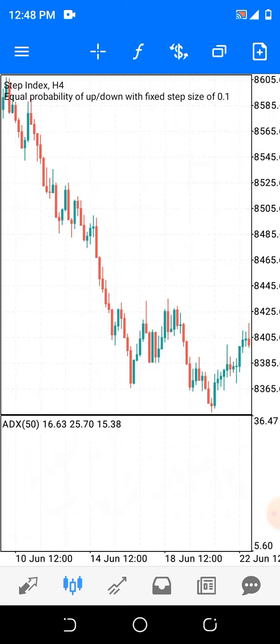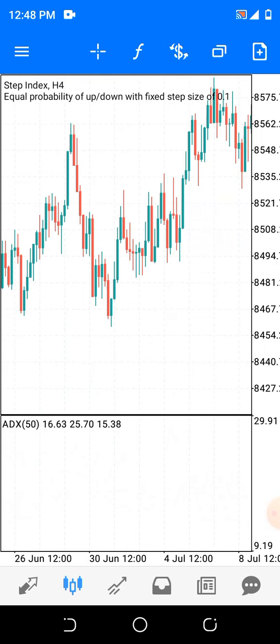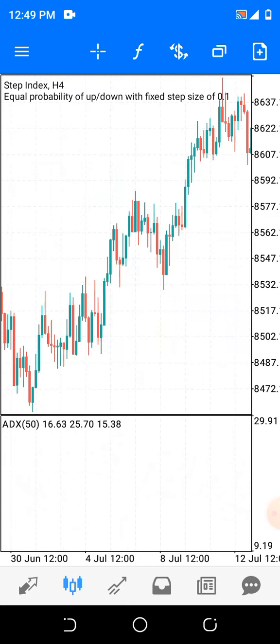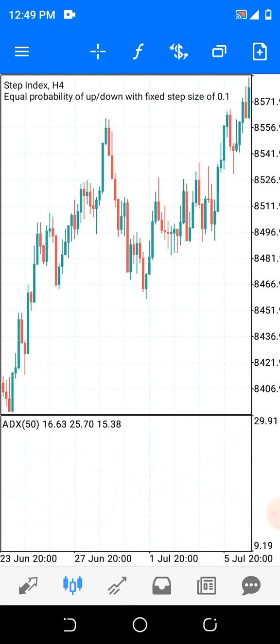without the use of any indicator, just your naked chart. How you can use only the chart to analyze the market.